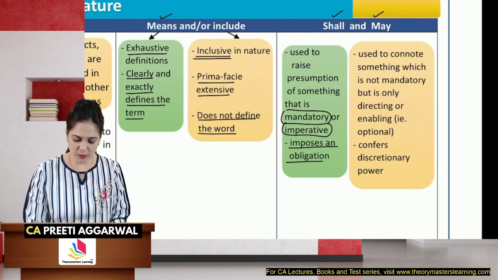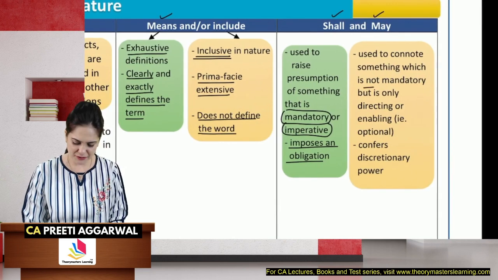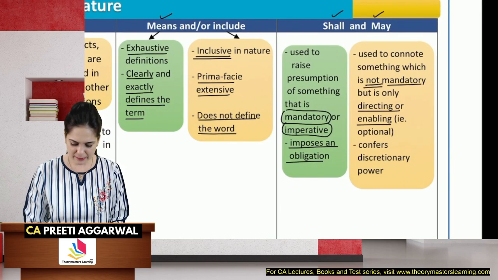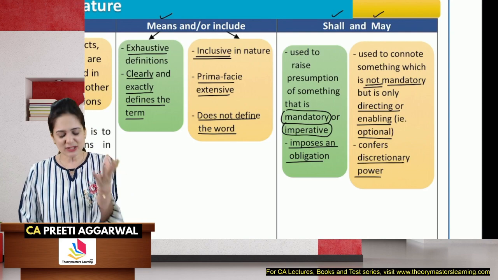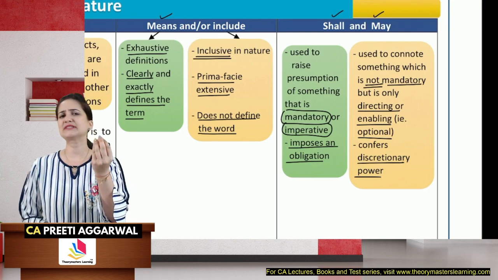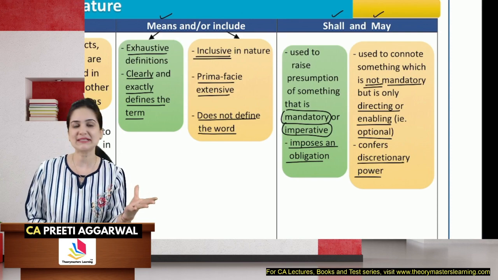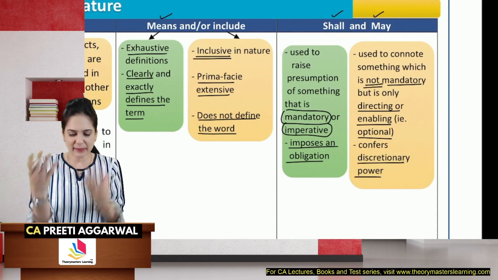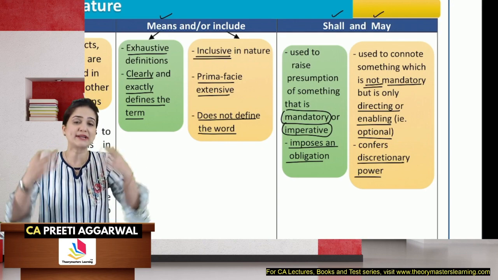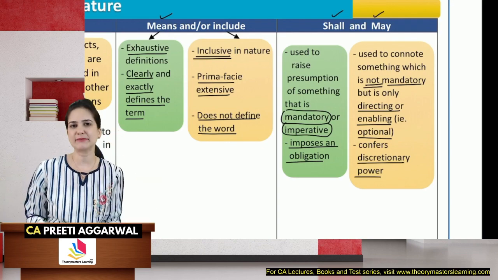But if we use the word may, it is generally not mandatory, it is only directing, it is enabling, it is optional, it gives you a discretionary power. It is not making it compulsory. Like, say for example, that this report may be signed by the key managerial personnel. The word may says that okay, it may be signed by KMP, but if you don't want to do that, it's perfectly fine, it can be signed by the director.